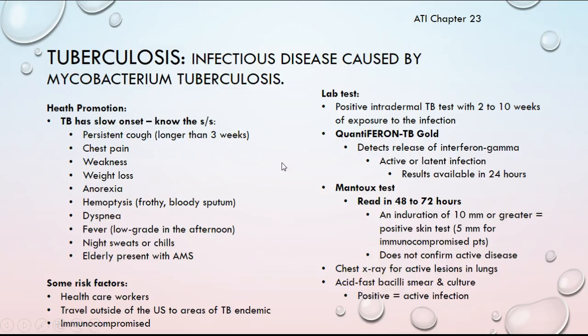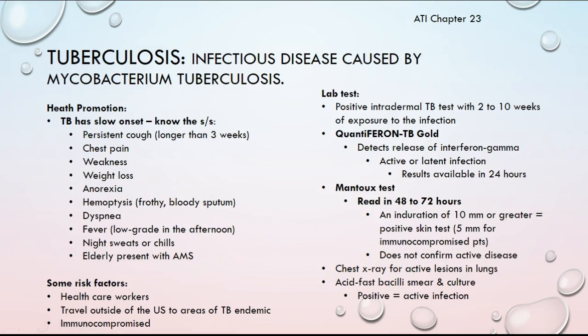Tuberculosis. When we look at this from a nursing standpoint, make sure you understand the nursing considerations, especially in terms of what you need to be doing when treating this patient and how it is transmitted. Know the signs and symptoms: persistent cough, chest pain, weakness, weight loss, anorexia, frothy, bloody sputum, dyspnea, fever, low grade in the afternoon, night sweats or chills, and sometimes the elderly patient will present with altered mental status.